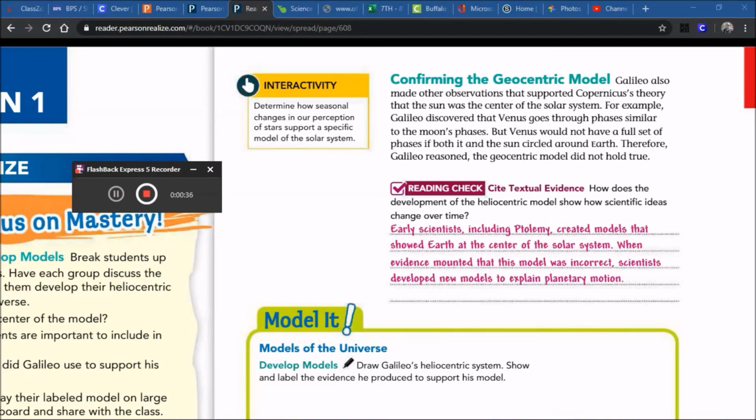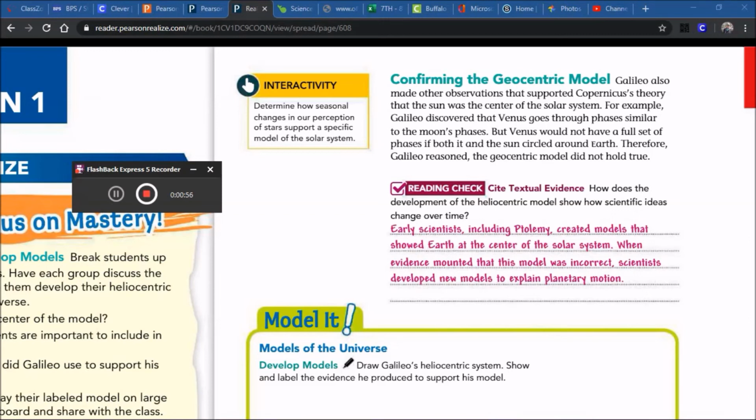But scientists over time started coming up with different evidence, Copernicus and Galileo, that showed that no, there's evidence that supports that we are not the center of our solar system. That actually the sun is the center of the solar system, which we know to be true.